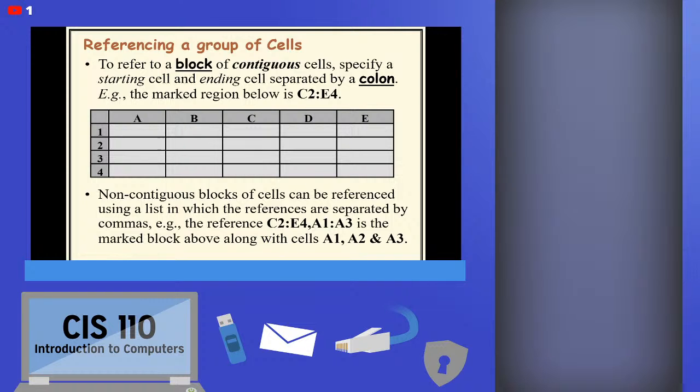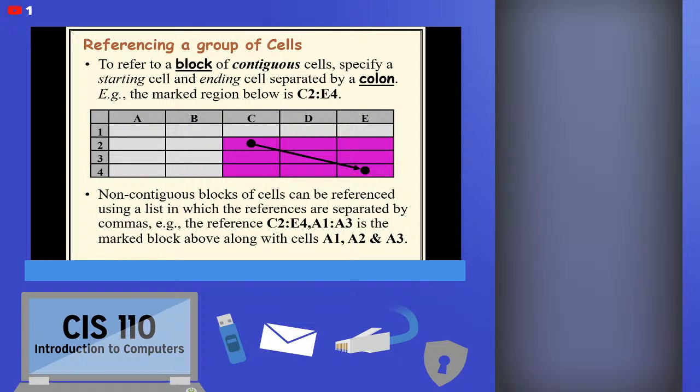But what's something that you might not have done quite as much is referencing an entire group of cells. When we want to refer to a block of contiguous cells, we do that by specifying a starting cell and an ending cell, and then we separate those cells by a colon to denote that entire region. So I'm going to pull up a region for you here, and we're going to highlight it in purple. That region represents cells C2 colon E4.